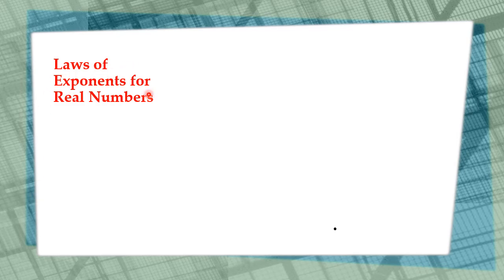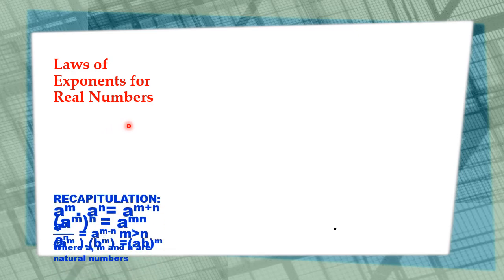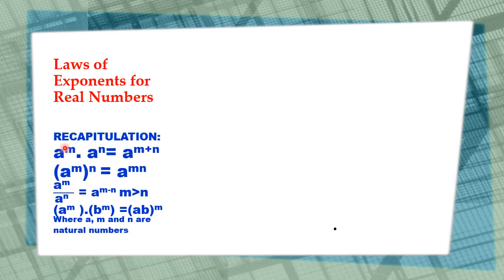Laws of exponents for real numbers. Let us recapitulate whatever we studied in class 7. a raised to m multiplied by a raised to n is equal to a raised to m plus n. (a raised to m) whole raised to n is equal to a raised to mn. a raised to m divided by a raised to n is equal to a raised to m minus n.